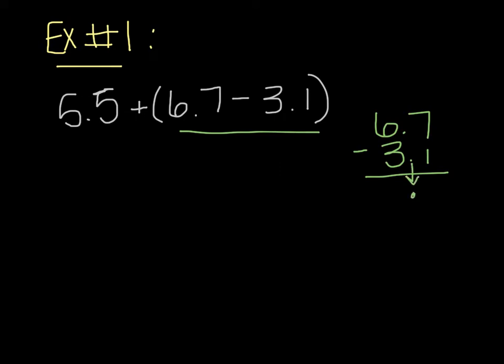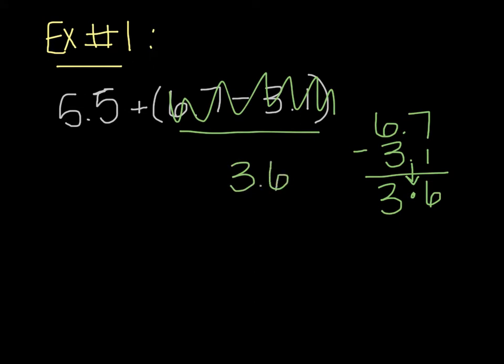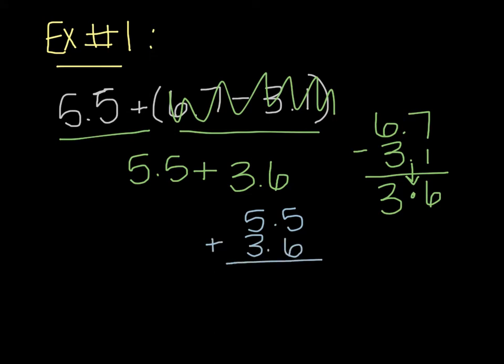7 minus 1 is 6, and 6 minus 3 is 3. So remember, we like to cross out what we've done and replace it with our new answer and rewrite. So we have 5 and 5/10 plus 3 and 6/10. So again, we're going to line those up. And we're going to add.